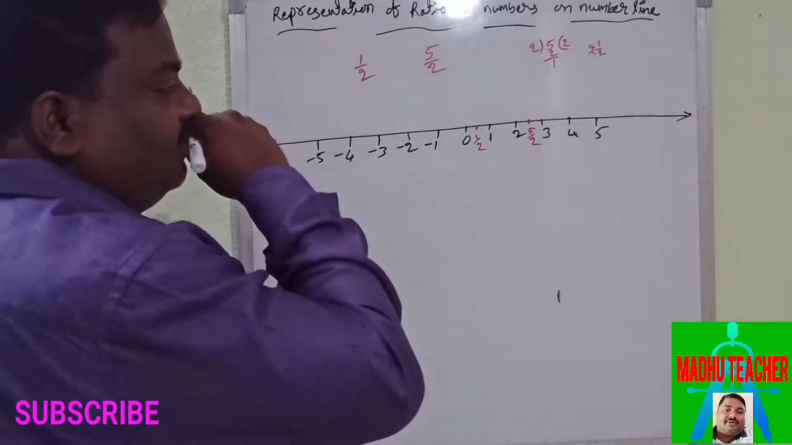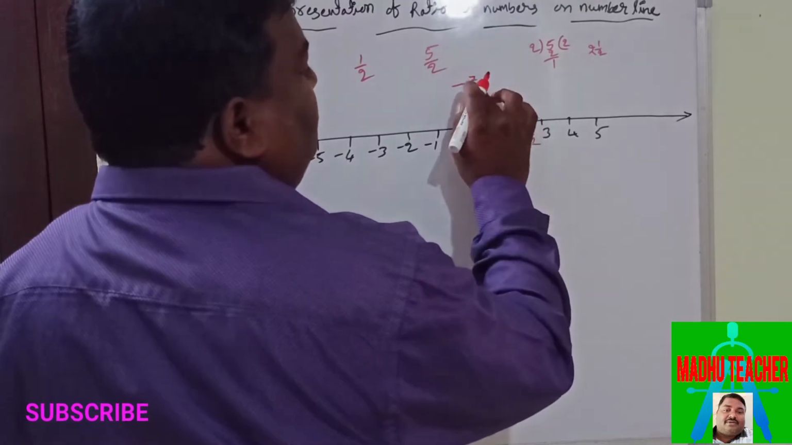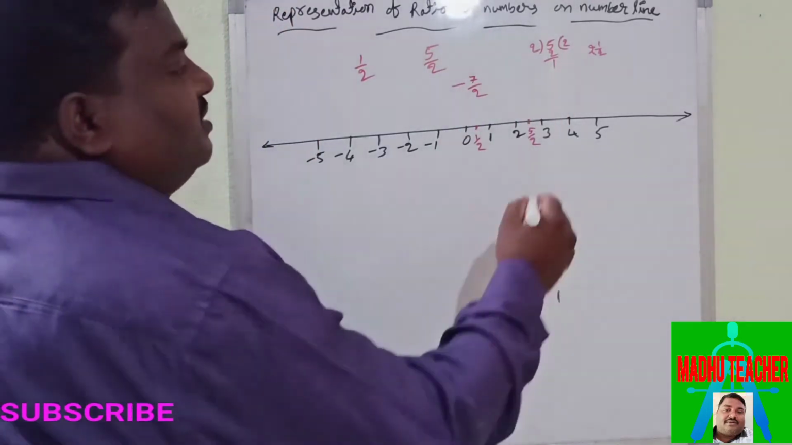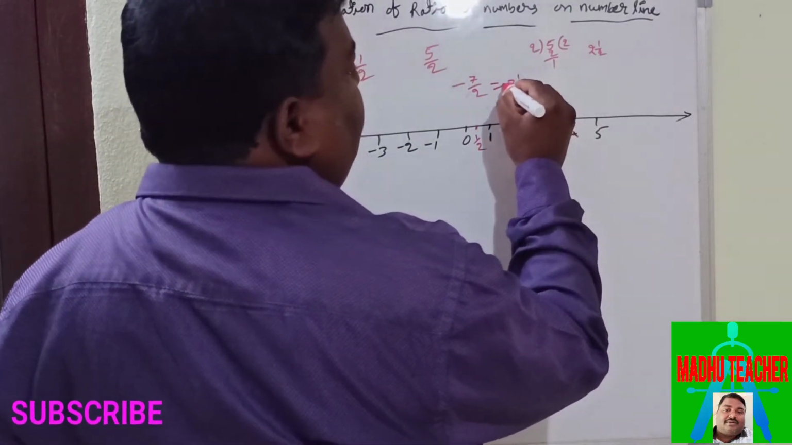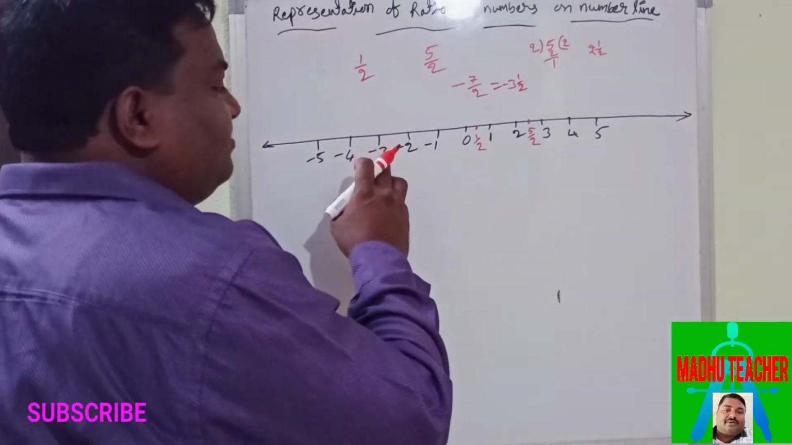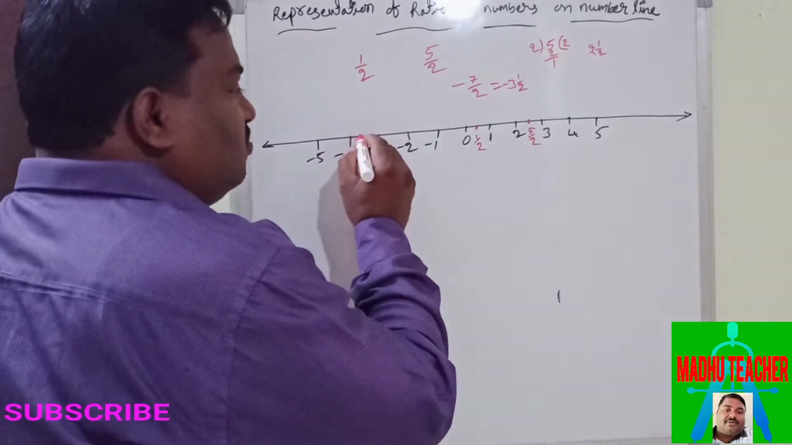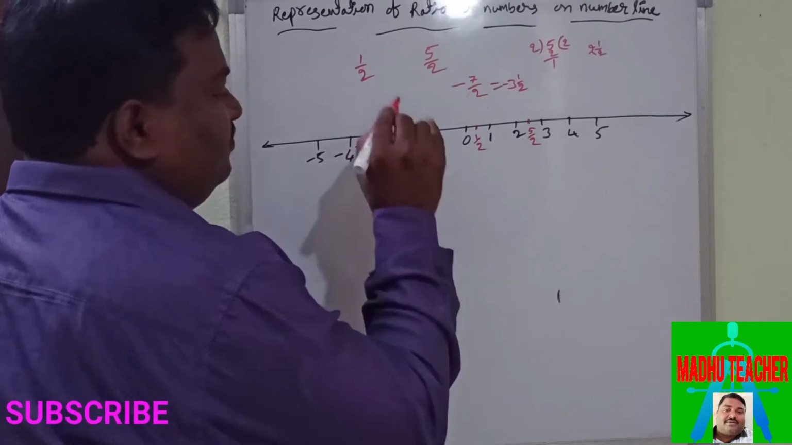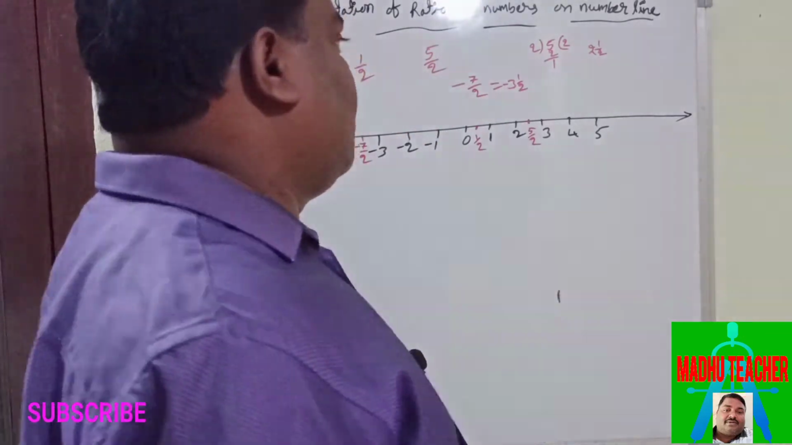Okay, suppose -7 by 2. 7 by 2 is 3 and half. That is -3 and half. -3 and half lies between -3 and -4. So it is -7 by 2. Like this we can represent rational numbers on number line.